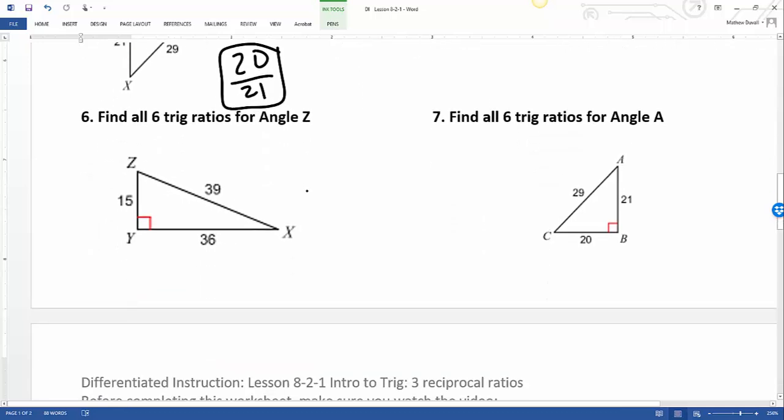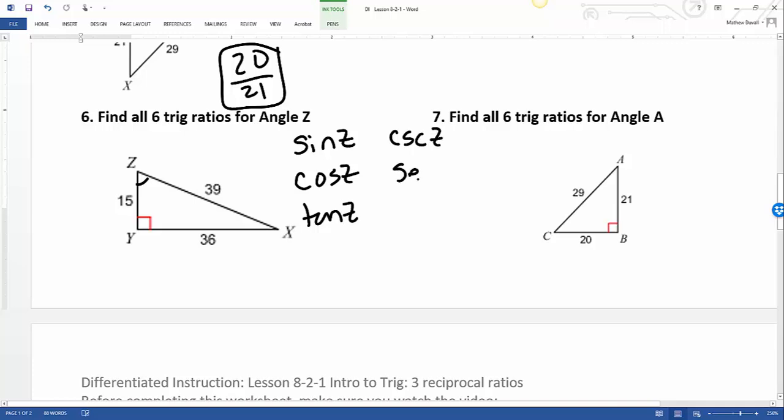It says find all 6 trig ratios for Z. So all 6 trig ratios, that means I need to find the sine of Z, the cosine of Z, the tangent of Z, and then I need to find the reciprocals. Now once you find the first 3, all you have to do is flip them and find the other ones. So usually you want to find the first 3 first.